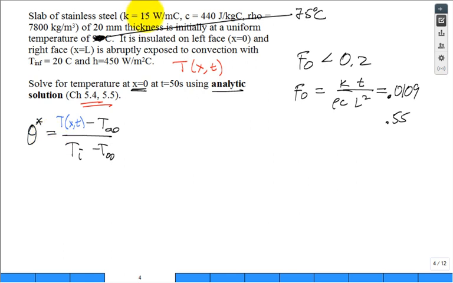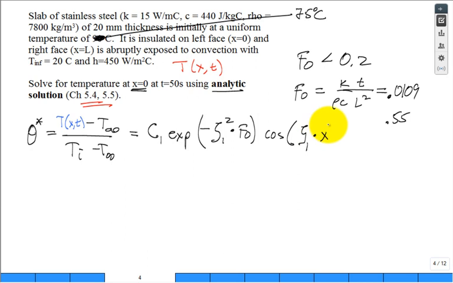Okay, let's continue on. If you have only the first term, it has that C1 coefficient. It has the exponential of minus this Greek letter, zeta 1 squared, times the Fourier number. Glad we already calculated it, 0.55 or something like that. Keep all those digits in your calculator for that Fourier number. Times the cosine of the same zeta 1 times x asterisk.